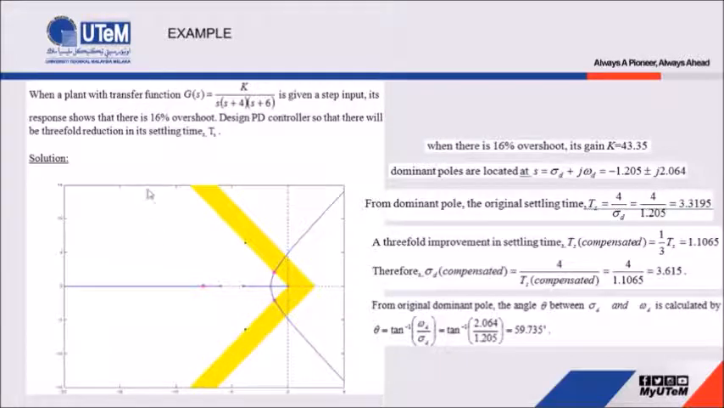In order to solve this problem, first we have to draw the root locus. Based on this transfer function, there are three poles located at 0, -4, and -6, with 16% overshoot. So the location of the pole was moved from the original coordinate to this place.